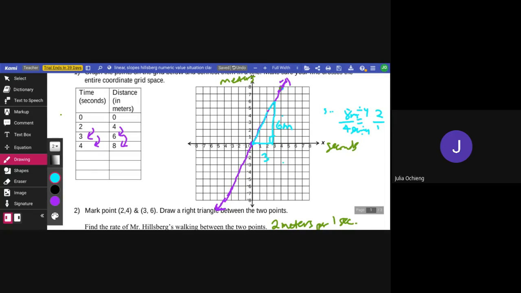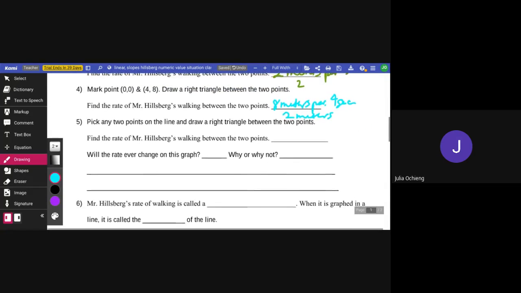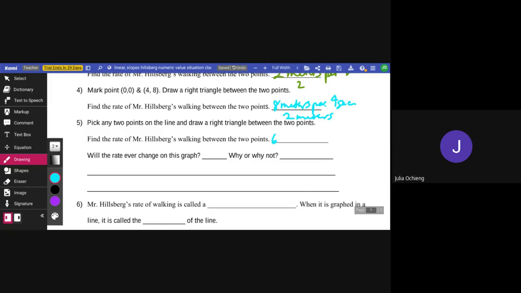So that rate is going to be 6 meters for every 3 seconds. And if I simplify that, I'm going to divide by 3 on the top and 3 on the bottom, and I get 2 meters for every 1 second. So it's the same thing. So I'm going to write that down here. It was 6 meters per 3 seconds, which was the same thing as 2 meters for every 1 second.